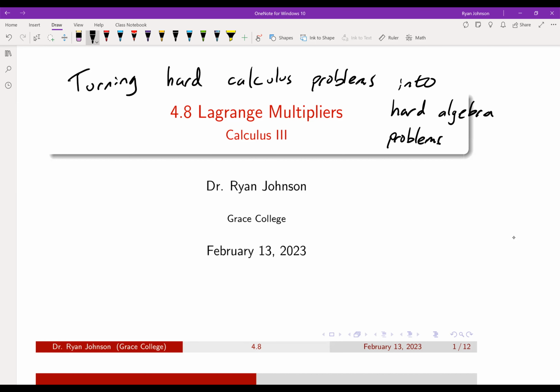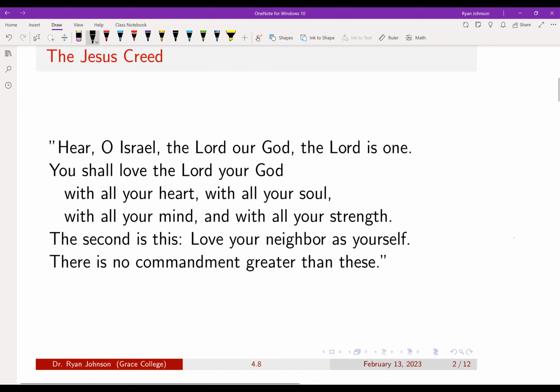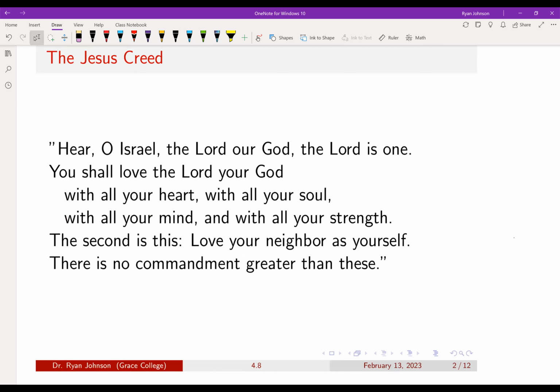All right, but first, let's start off with the Jesus Creed. Hear, O Israel, the Lord our God, the Lord is one. You shall love the Lord your God with all your heart, with all your soul, with all your mind, and with all your strength. The second is this: love your neighbor as yourself. There's no commandment greater than these.